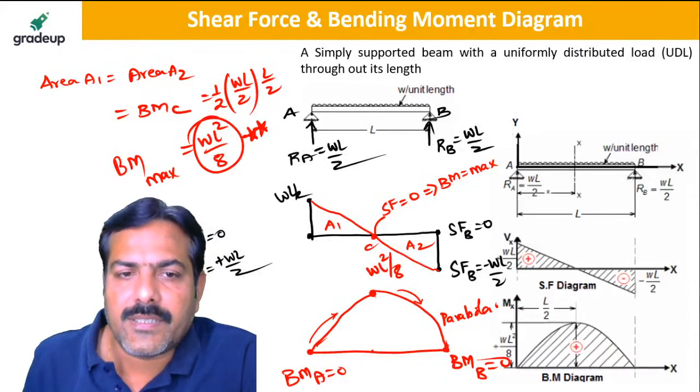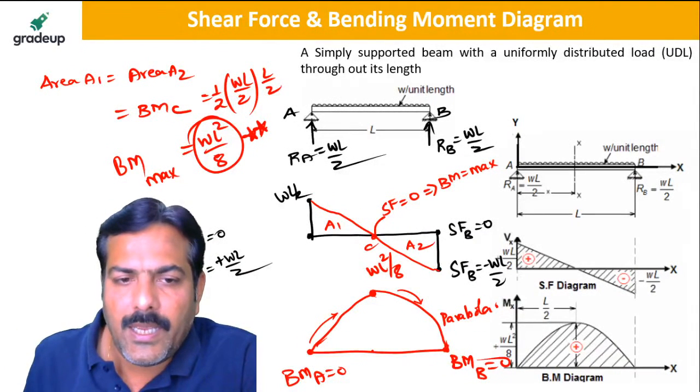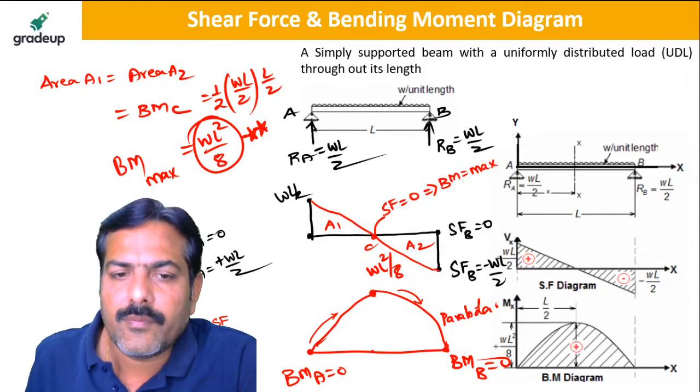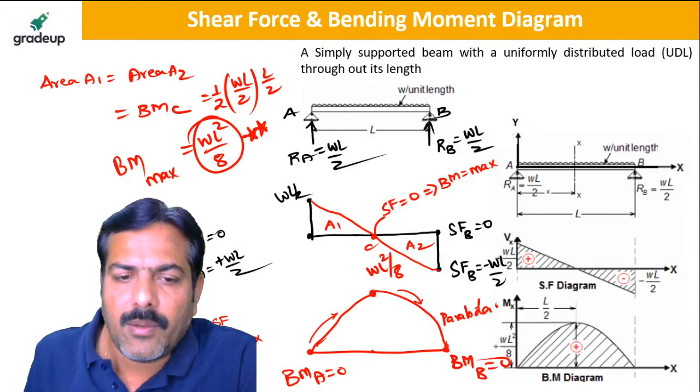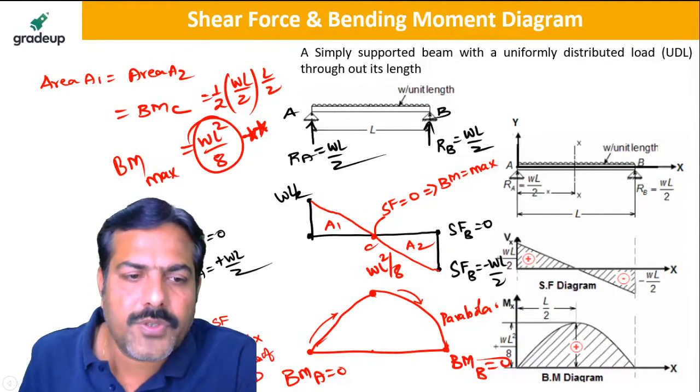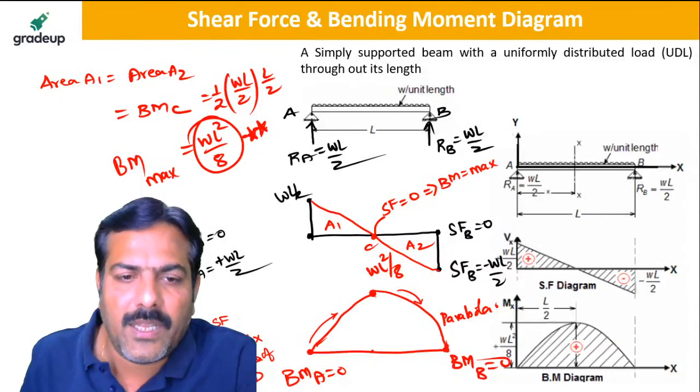See here, my dear friends, dM by dx is equal to shear force. So dM is equal to SF dx. So the bending moment, if I integrate it, is equal to the area of the shear force diagram. Area of the shear force diagram is called the bending moment, my dear friend.